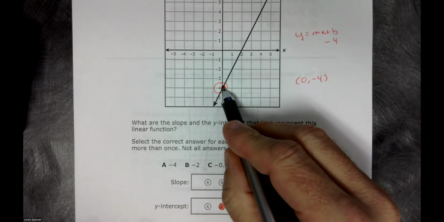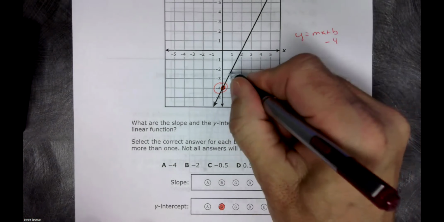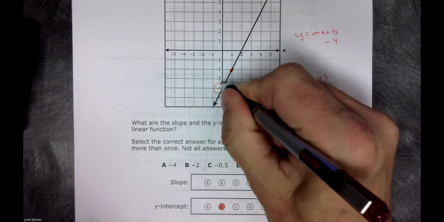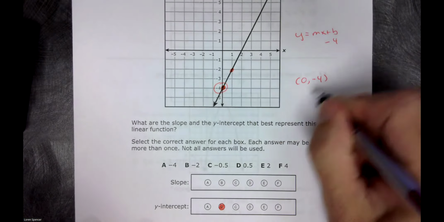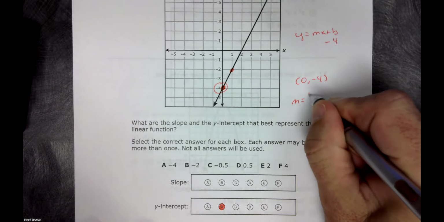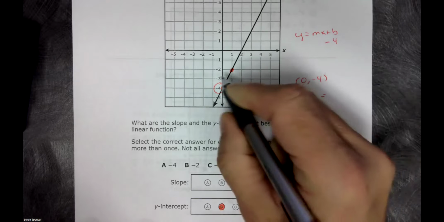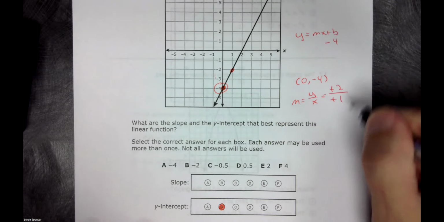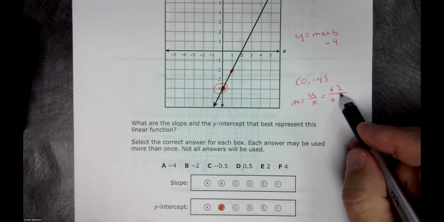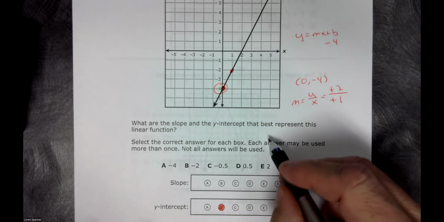Well, the slope, I'm going to go up till I find a nice point. There's a nice one. And I go up 1, up 2, because remember, slope is y over the x's. So I went up 2, and then I went to the right one. So that's +2 over +1. So my slope is a +2.